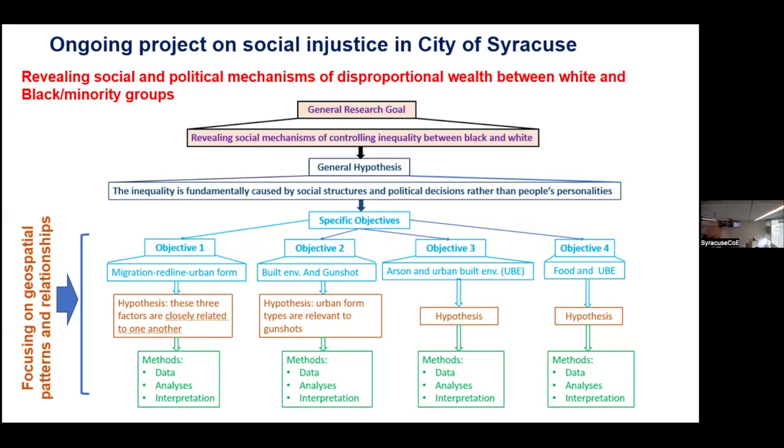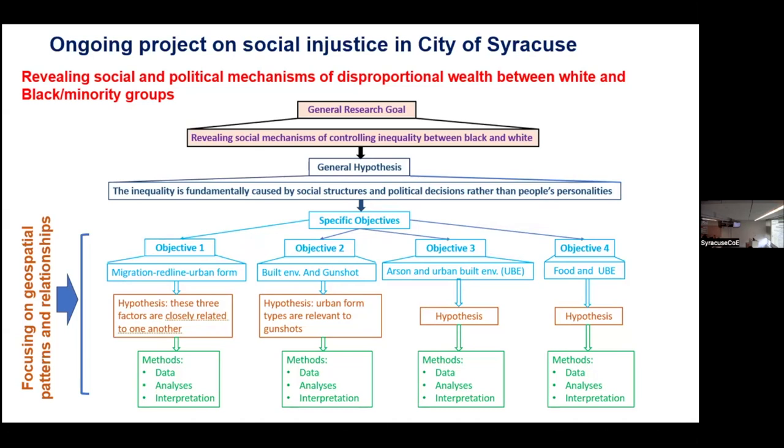I don't know if you know or not, Syracuse is one of the 10 cities in the United States that has the highest inequality with regards to poverty. So we have the highest poverty among the medium-sized and the large-sized cities in the United States. So that's what we want to study.